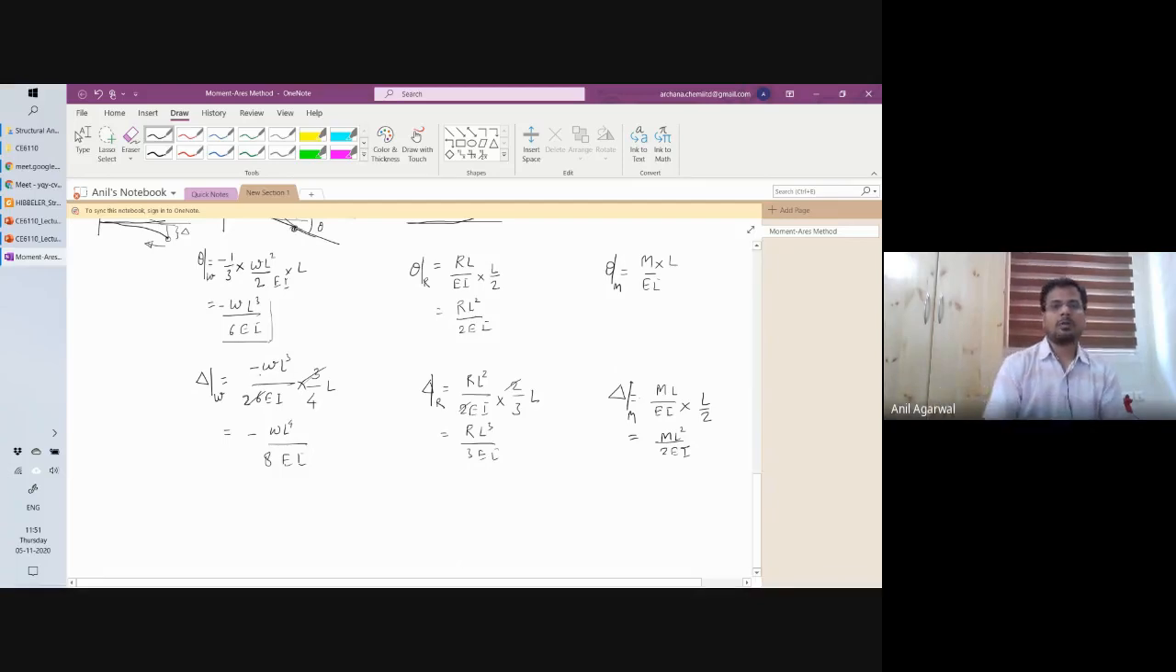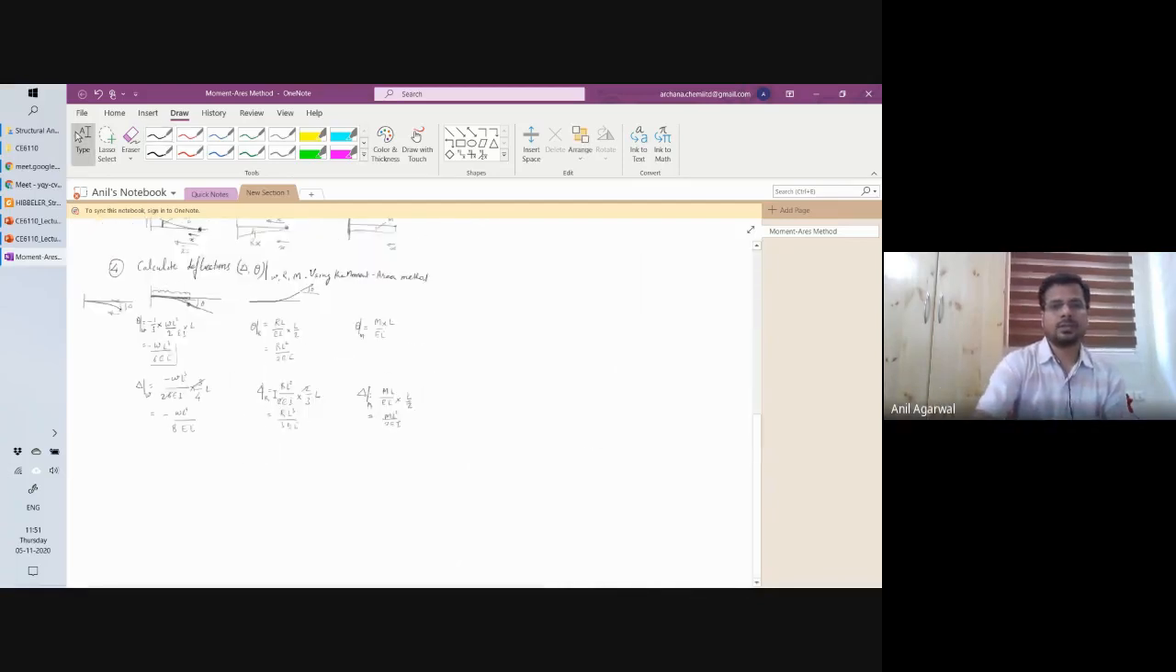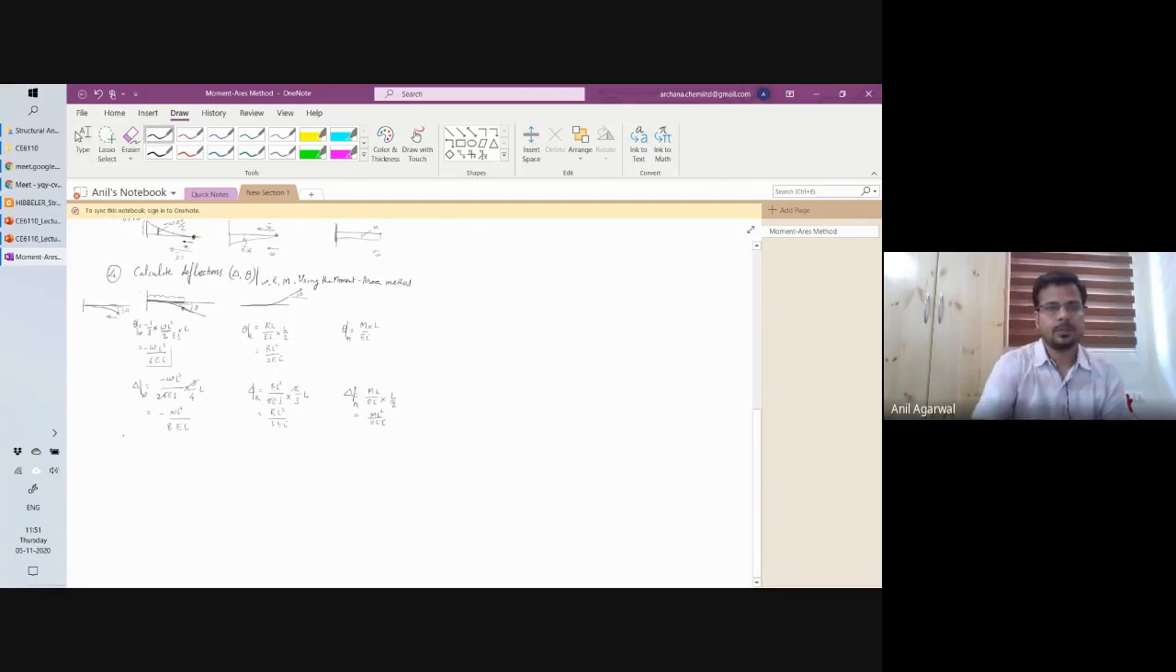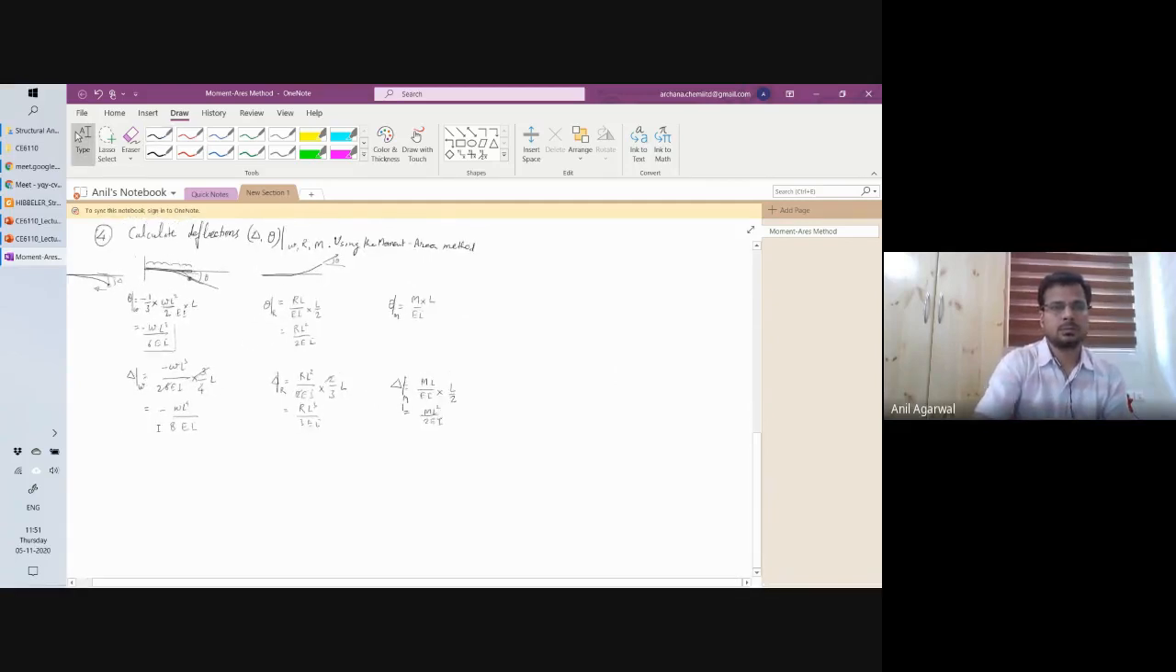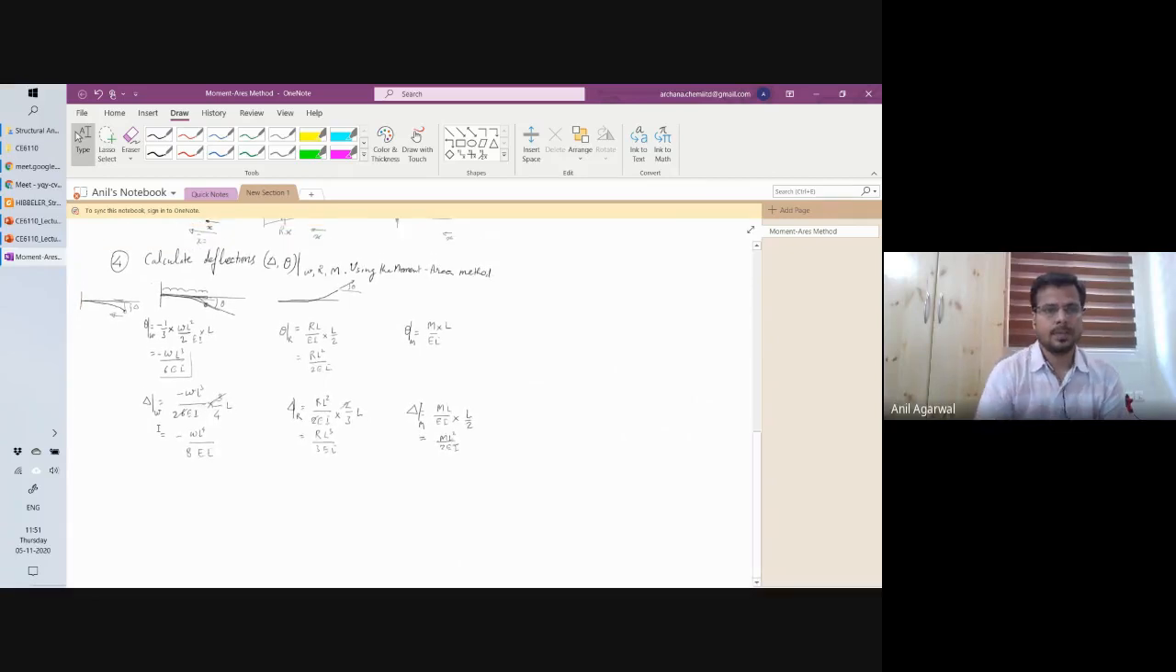Right? Now comes the question of the next step. The next step is step 5. That is basically to enforce the compatibility conditions.